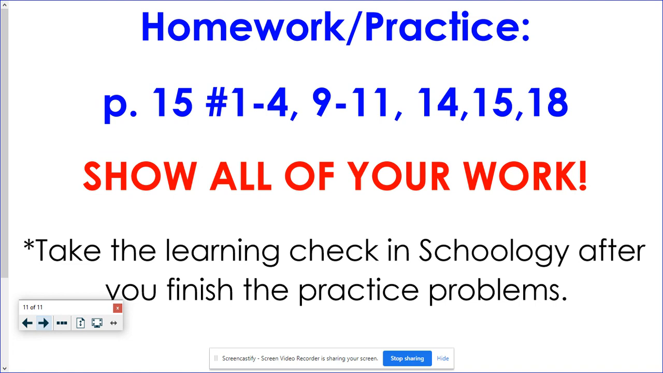I know that some of you are going to want to skip showing your work. You're going to want to look at the problems and just say, oh yeah, I know how to do that. Please practice them now while they're easy so that when we get to harder stuff, you're good at showing your work. And then don't forget to take the learning check in Schoology when you're all done.